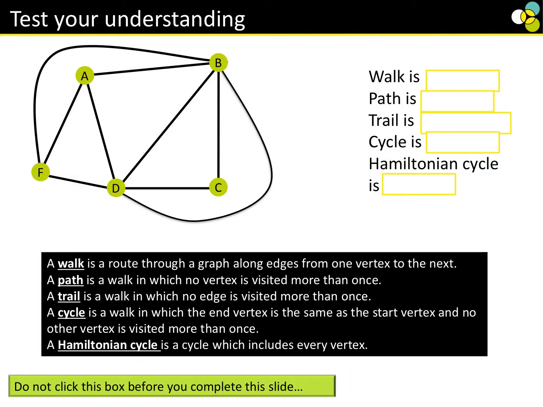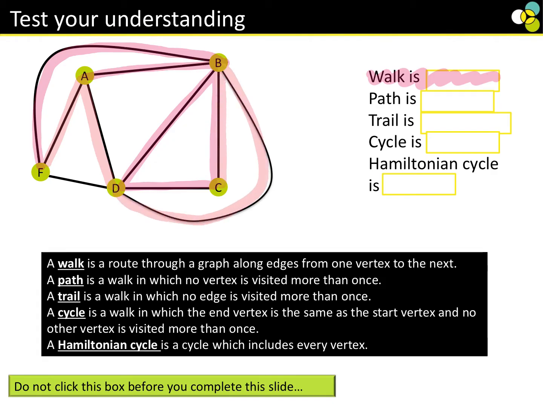Okay, so we are going to test our understanding of this. So a walk, again, we can go A, B, C, D, B, F. Okay, we've taken a walk. And when we take the walk, we can visit multiple vertexes. Now, a path, we cannot visit the same vertex. So a path could be F, A, D, B, C.